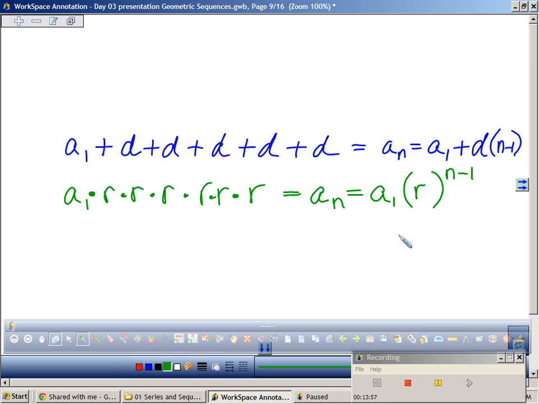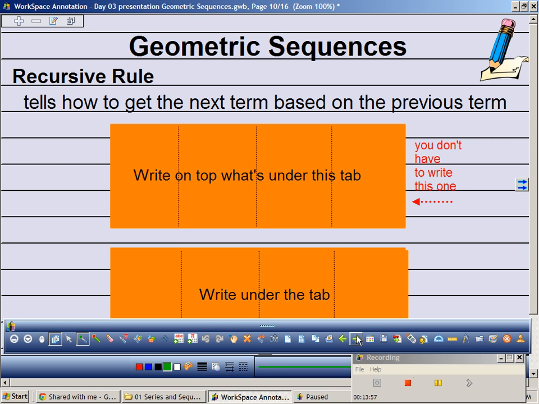So if you have all the formulas in front of you, how do you know which one to use? If it has an R or a D, and then what's the other thing that tells me whether it's recursive or explicit? If it has the A sub 1, what is it? Explicit. Okay, so you've got to know your formulas, because I can give you all kinds of formulas, but if you don't know how to use them, you can't be successful, right? Okay, so let's move on.